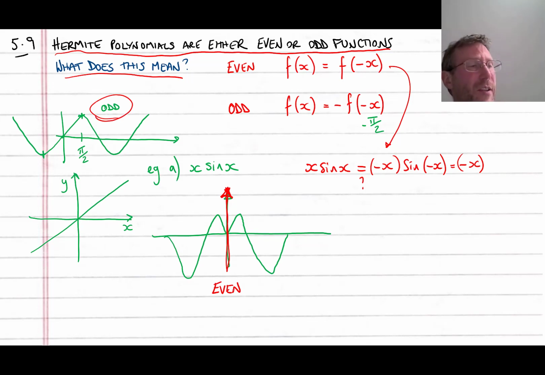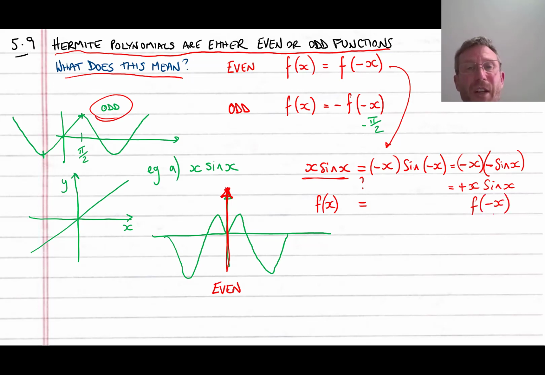The sine function is an odd function, so that will end up becoming minus sine x, bringing that minus to the left-hand side. Then of course the minuses cancel, so I end up with plus x sine x, and lo and behold, we find that f of x up here was indeed equal to f of minus x down here. So we would say that this function x sine x is indeed an even function.